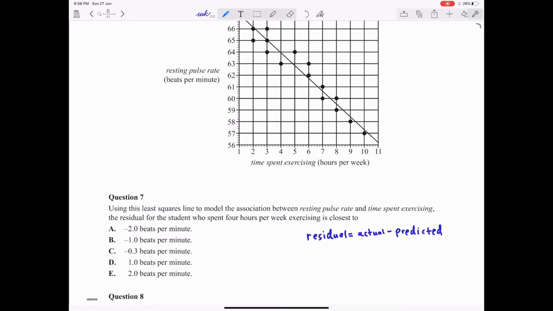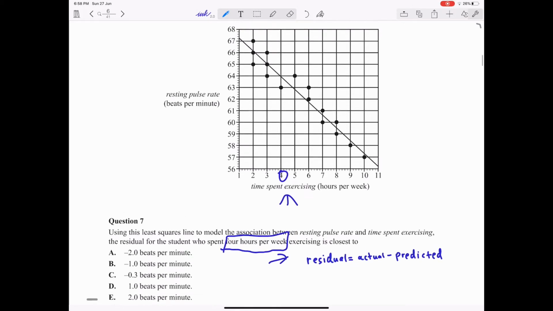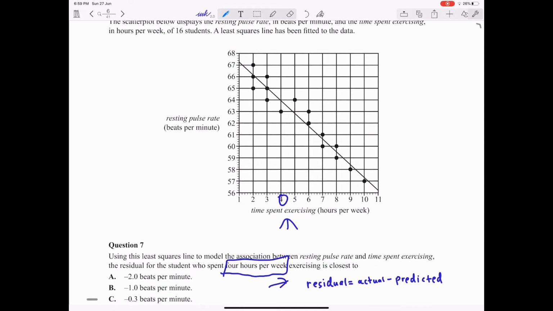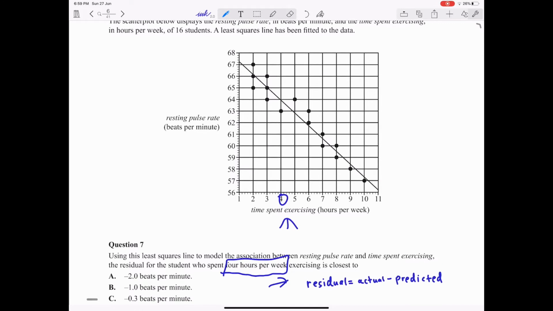So I've written the formula for the residual over here, which is the actual value minus the predicted value. So we want to find the residual for the student who spent 4 hours per week exercising. So we know the time spent exercising is on the x-axis, so we look for 4. Then we look for the actual value for 4 hours spent exercising. So we know that the dot is the actual value, so the actual value therefore is 63 beats per minute.